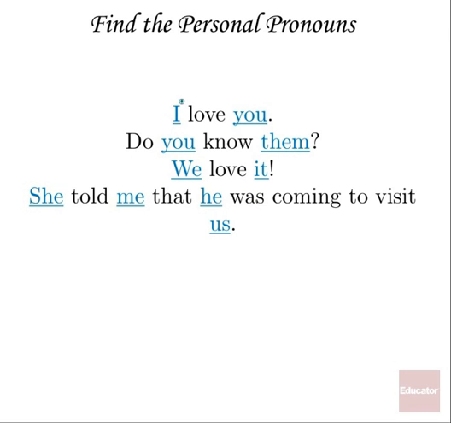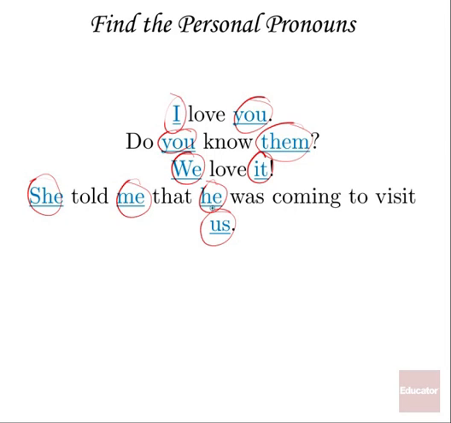All right, I love you. I takes the place of the speaker's name, and you takes the place of the person being addressed. Do you know them? You, again, takes the place of the person being addressed. Them takes the place of the names of all the people you're talking about. We takes the place of the names of all the people doing the talking. Love it takes the place of whatever they love. She takes the place of a girl's or woman's name. Told me takes the place of the speaker's name. That he, third person again, was coming to visit us. Once again, it saves you an awful lot of name repetition.